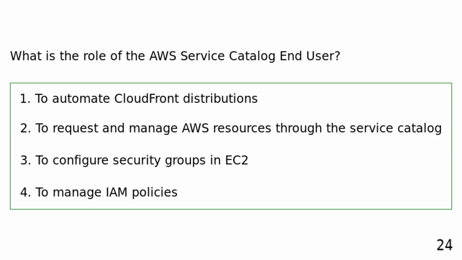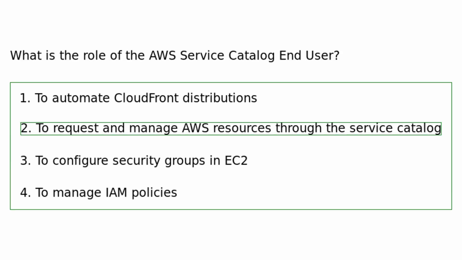What is the role of the AWS Service Catalog end user? To automate CloudFront distributions. To request and manage AWS resources through the Service Catalog. To configure security groups in EC2. To manage IAM policies. The AWS Service Catalog end user is responsible for requesting and managing AWS resources through the Service Catalog, following the approved products and configurations.